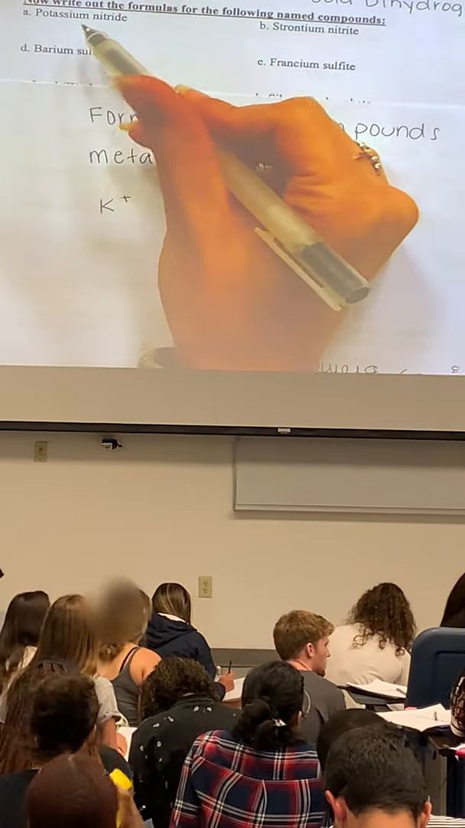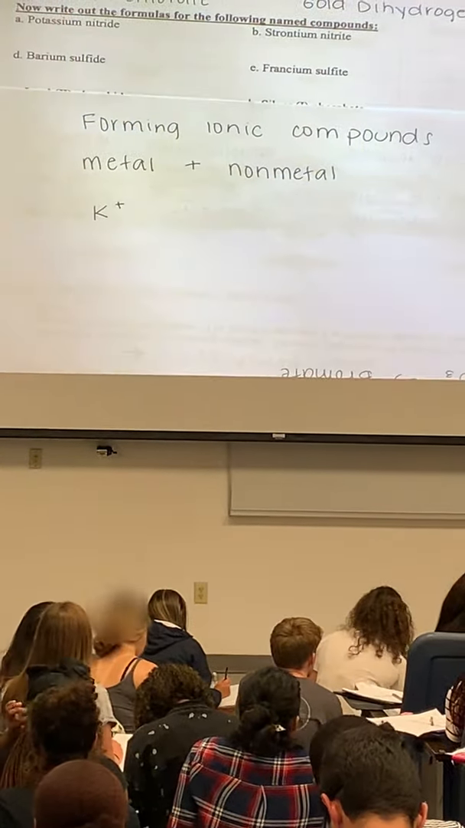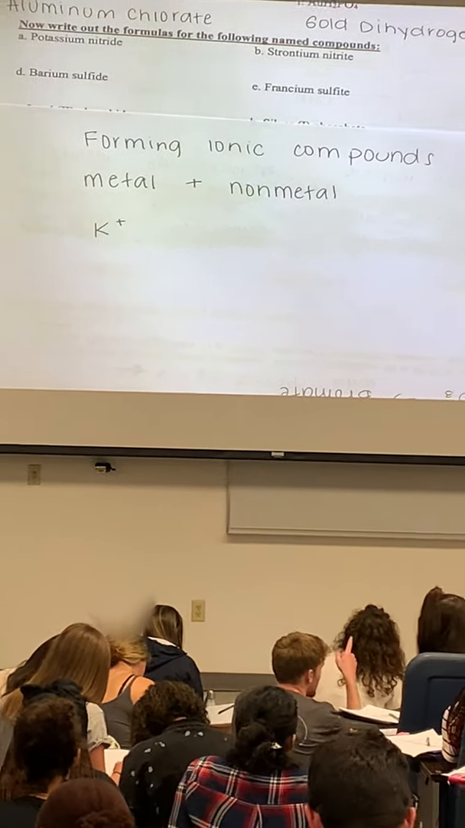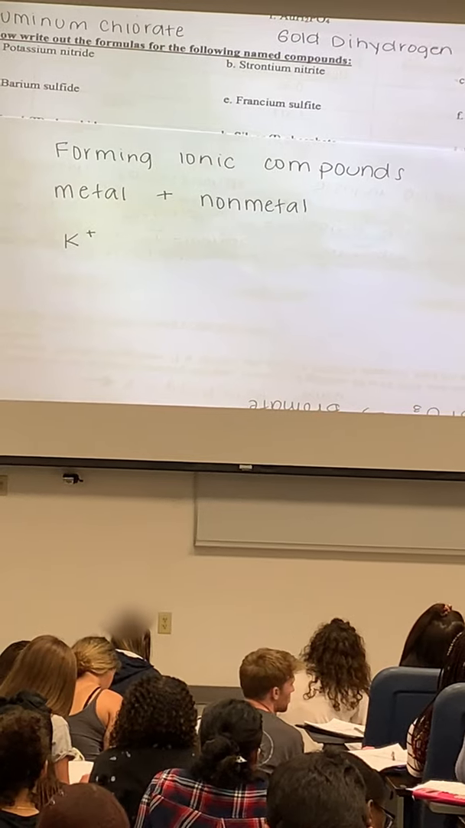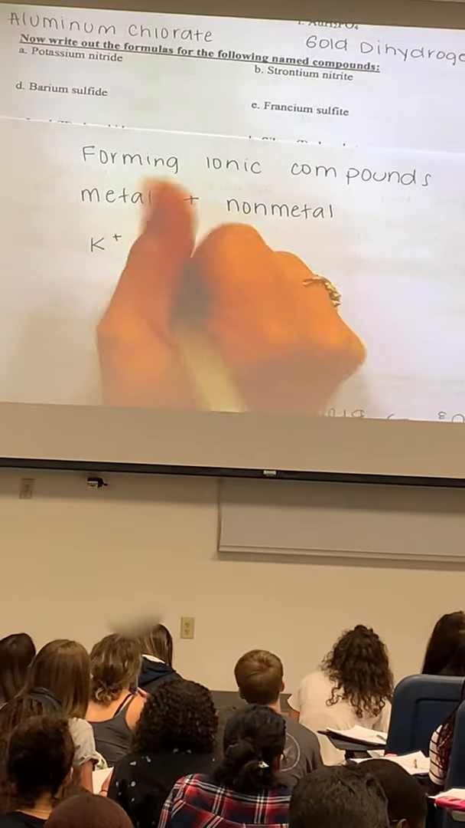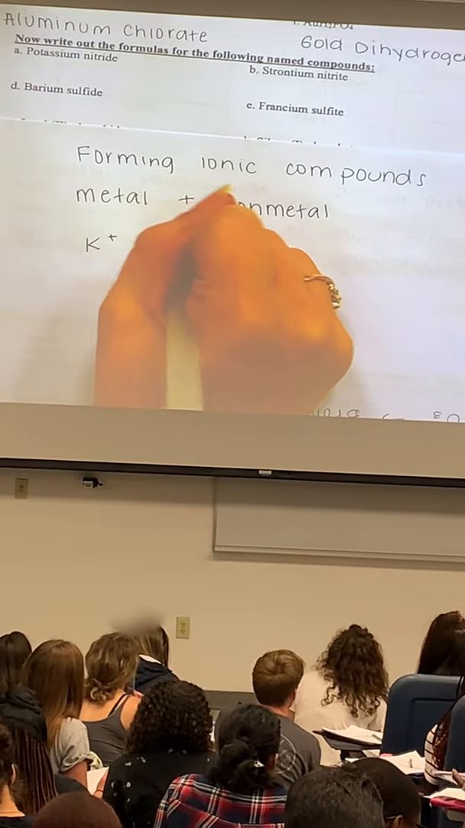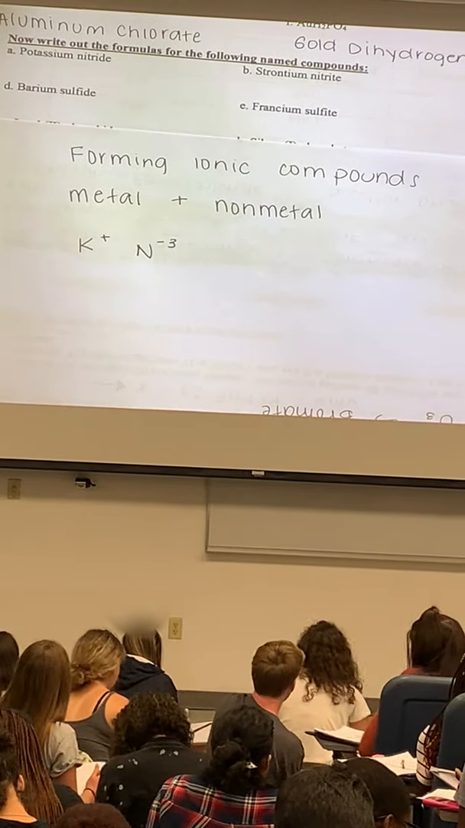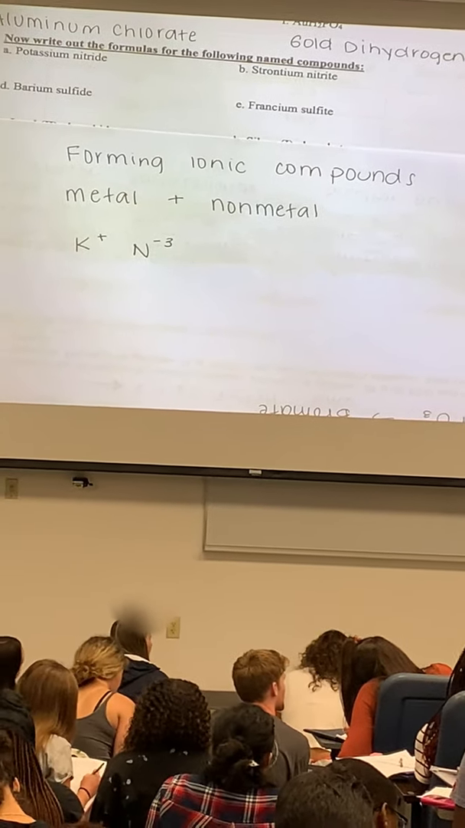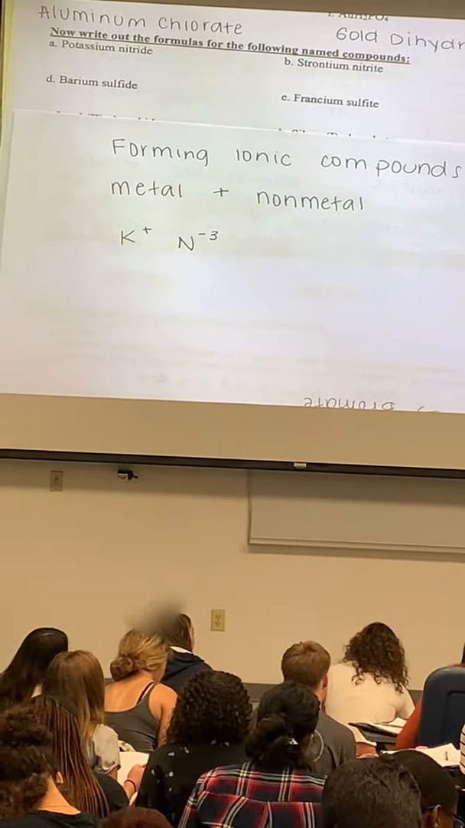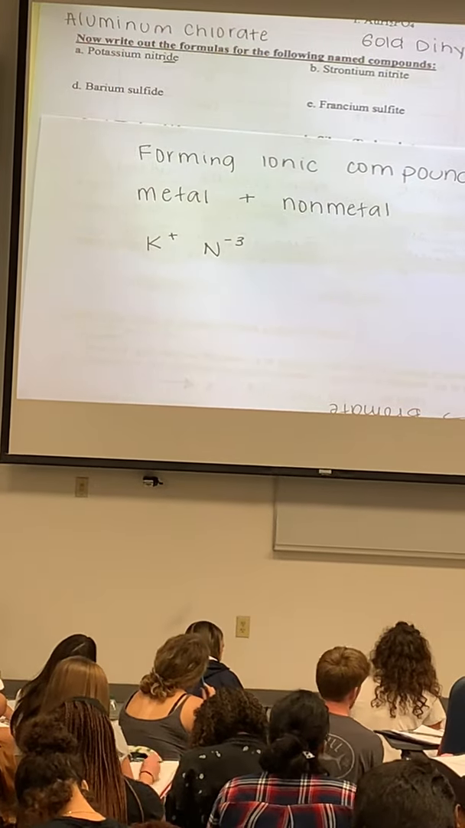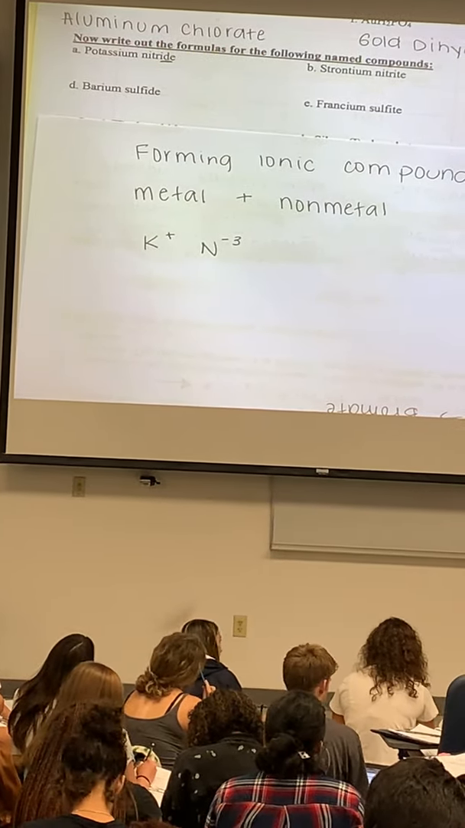So we said potassium is K+. What is nitride? N 3-. This is not NO2- or NO3-. Nitride tells us it's an element, not a polyatomic ion. The IDE ending tells us it's an element.